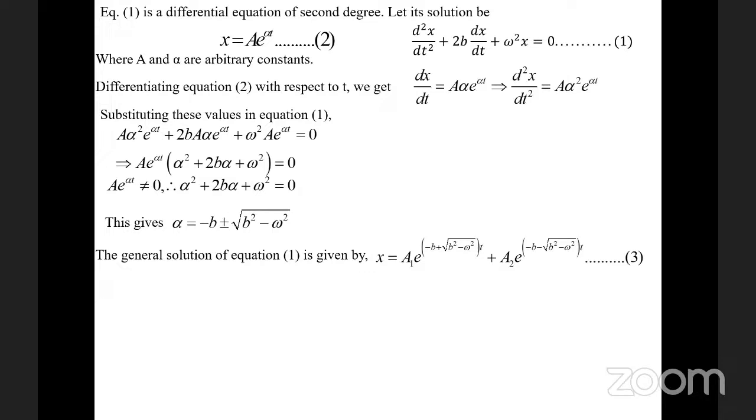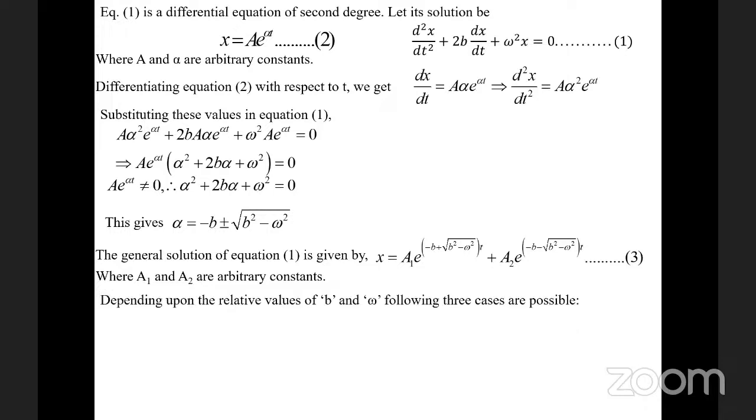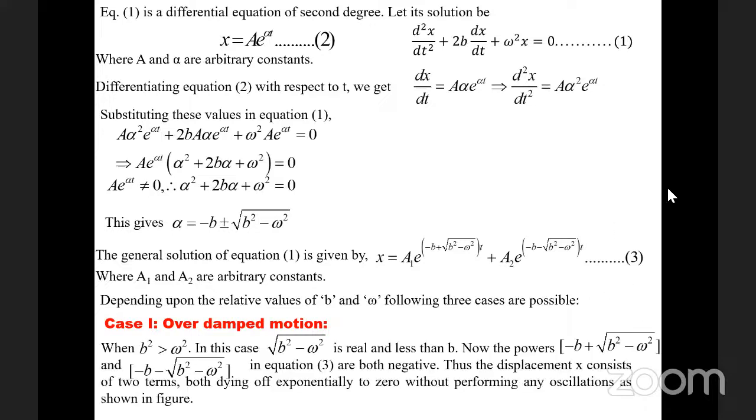You need to do the practice. Time is very less. Where a1 and a2 are the arbitrary constants. So depending upon the values of b and omega, there are three cases. These are very, very important. In the examination, the examiner is going to ask any one case out of these three, either overdamping or critical damping, or the other one. So we can discuss it further.